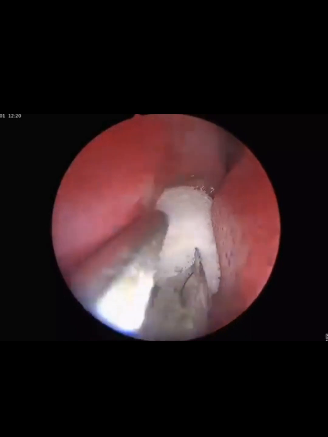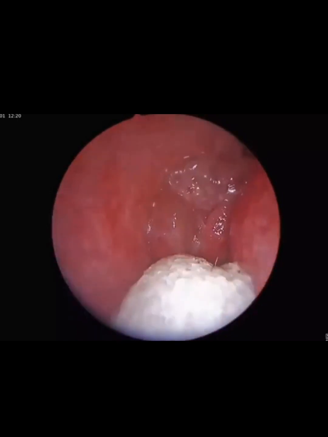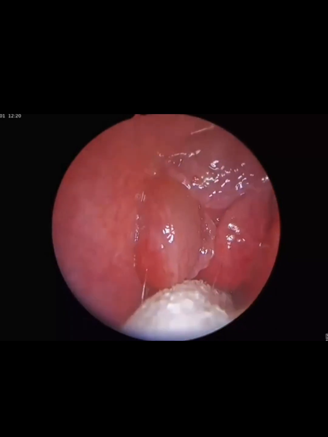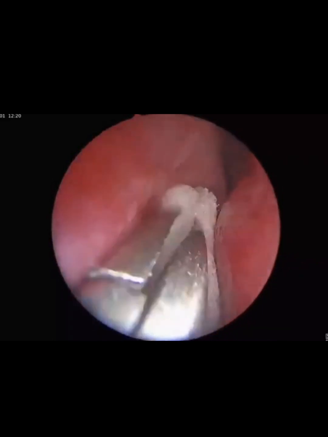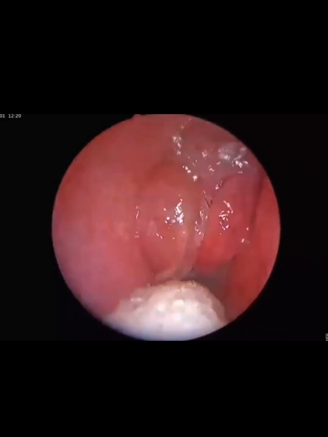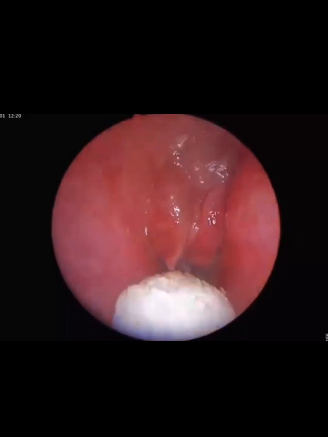Do you prefer topical steroid before surgery? No, ma'am, because topical steroid never penetrates such a huge polyp. It does not penetrate inside the sinus anyway. Okay, so we have to use oral steroid only before surgery. I am waiting for the debrider.